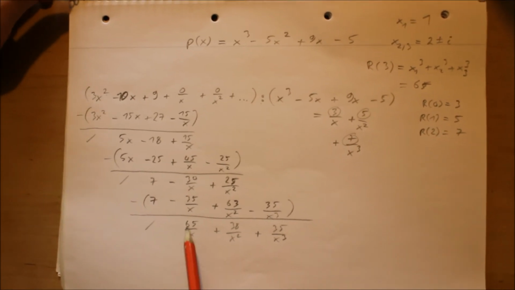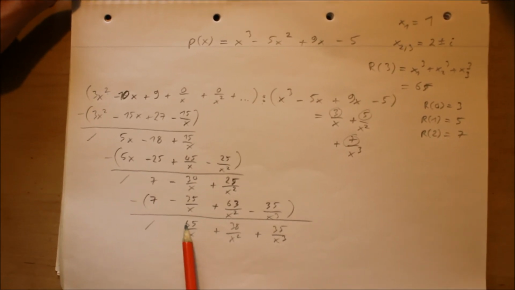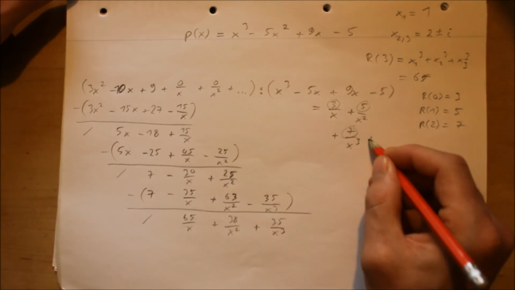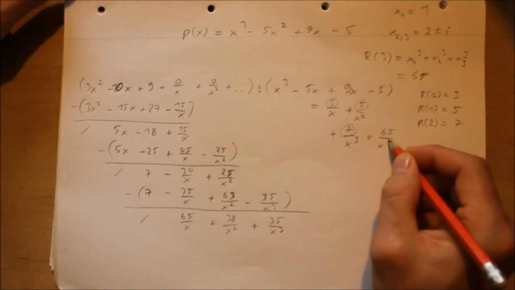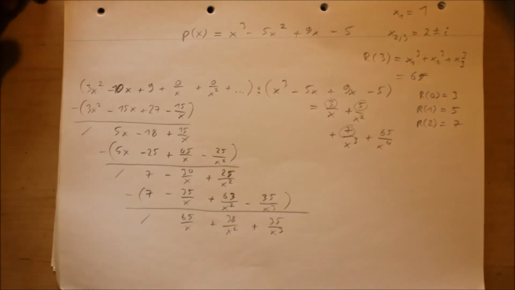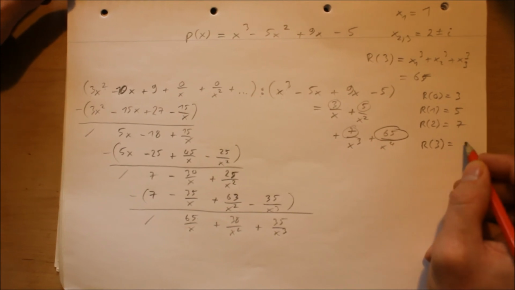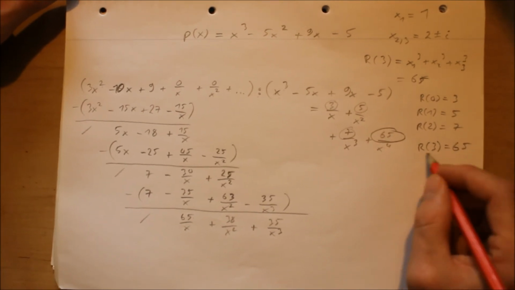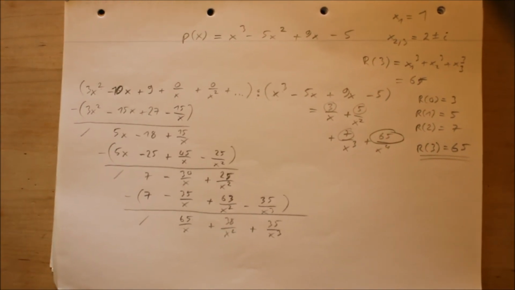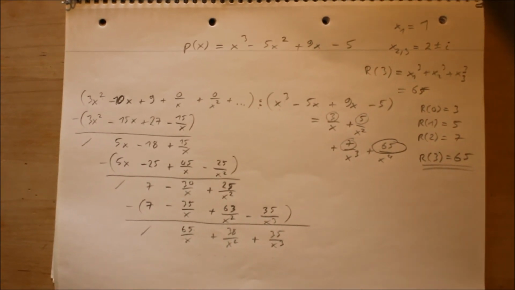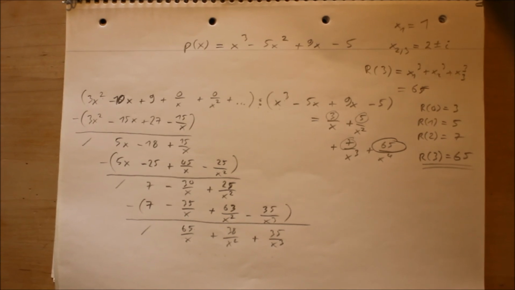And in the next step, you see 65 over x divided by x cubed is plus 65 over x to the power 4. And therefore 65 is our cubic sum of the roots. And if you play this game more and more, you get the higher power sums.